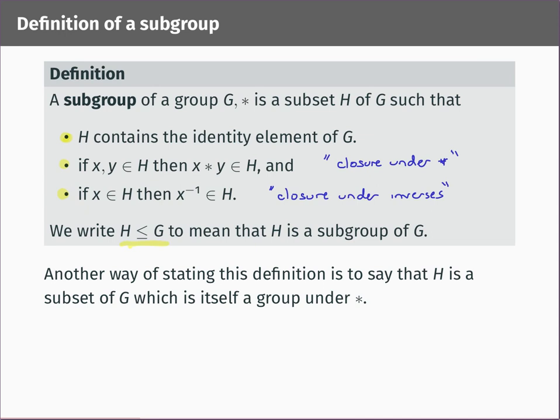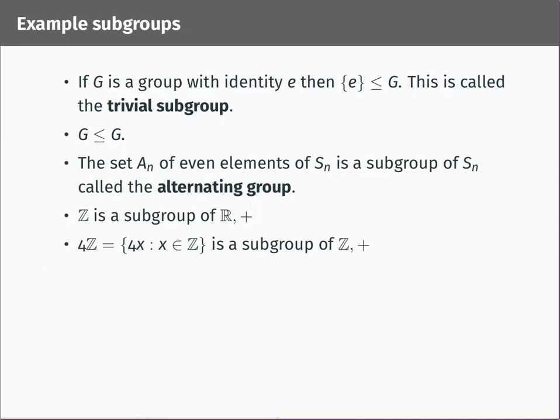Another way of saying this definition would simply be to say that H is a subset of G, which is itself a group under the same operation that G was a group under. So let's look at some example subgroups. First of all, there are two boring subgroups in every group. First of all, the identity on its own forms a subgroup of G.